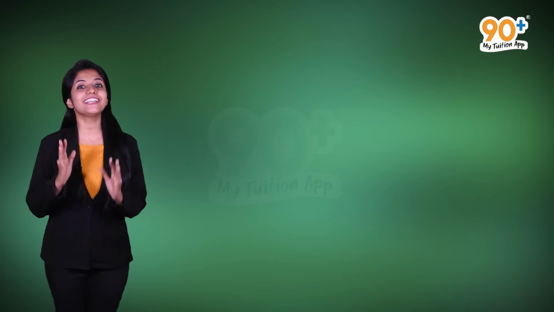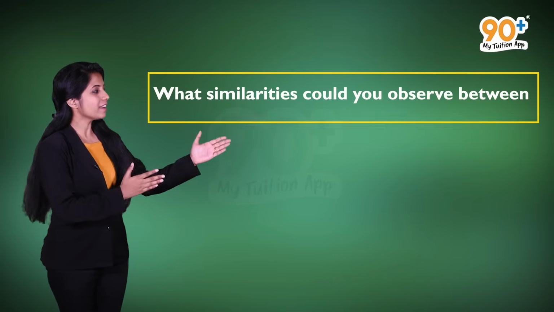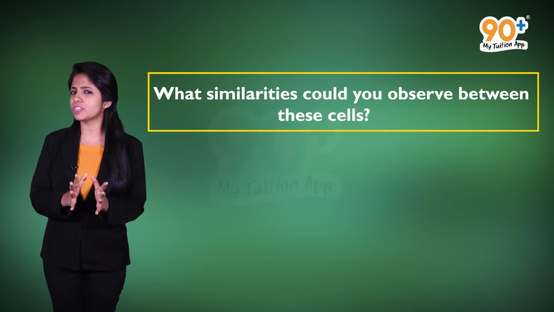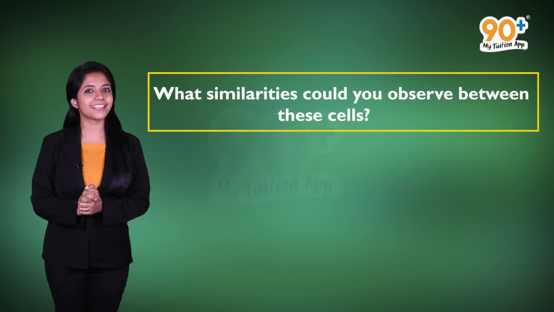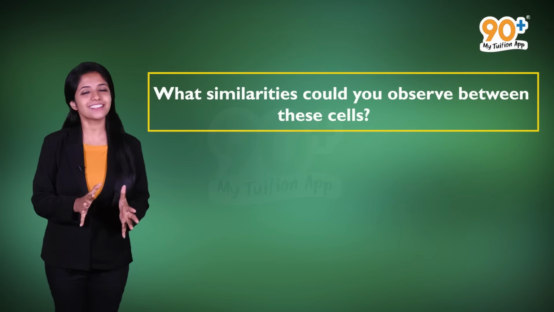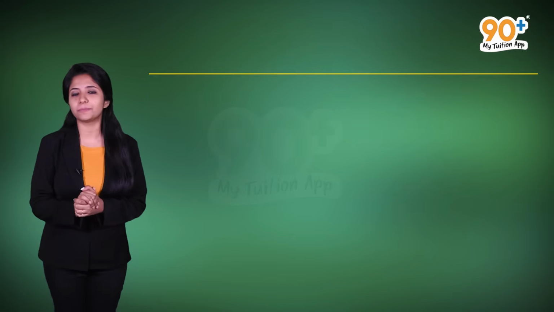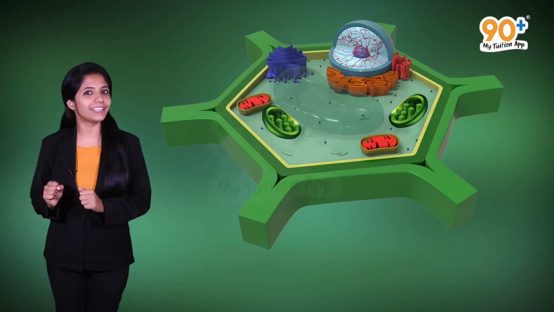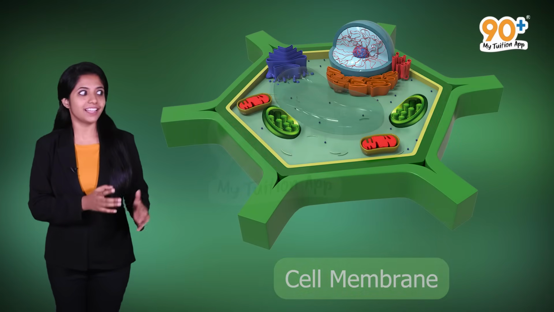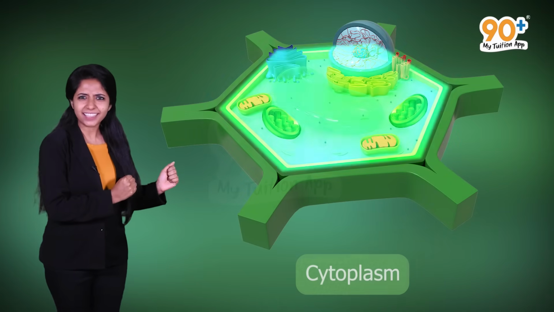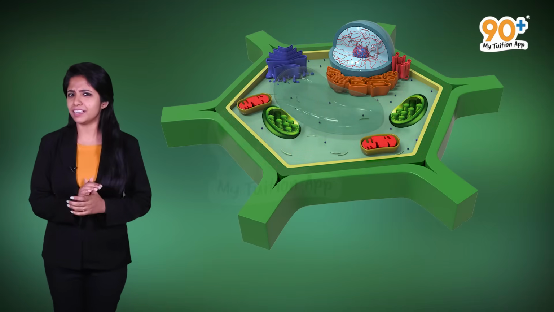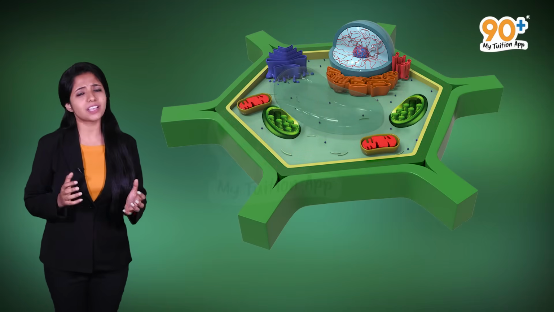And now comes the last question. What similarities could you observe between these cells? Well, there are certain similarities. That is, certain structures inside the plant cells are common to all, like the cell membrane, cell wall, and the cytoplasm. Well, usually all the plant cells also contain the nucleus.